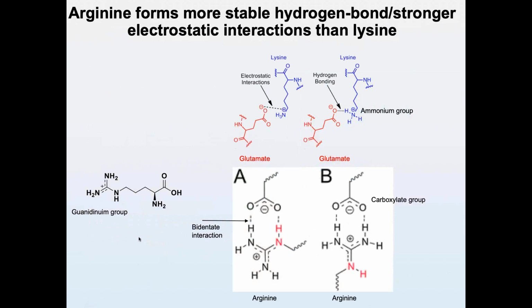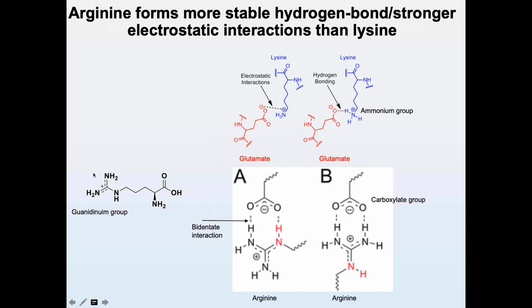Now, why is the interaction with arginine stronger than the interaction with lysine? The reason is obvious here. This is the ammonium group. When you protonate lysine, it becomes an ammonium ion. So it can only make one salt bridge interaction, ionic interaction. It can also, if it's hydrogen mediated, then it becomes a hydrogen bond.